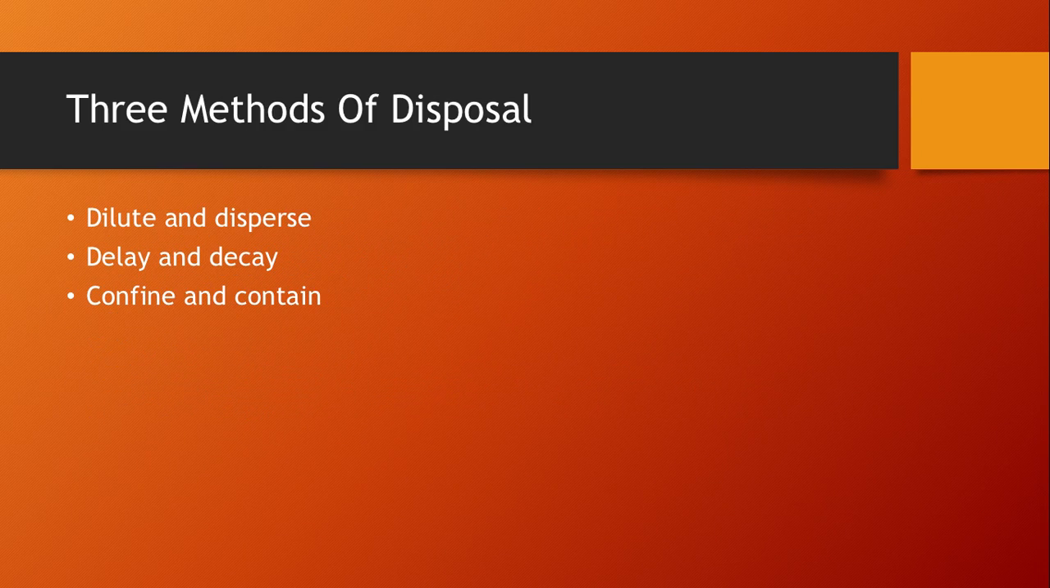So to consider that disposal, there's three possible methods that are considered: dilute and disperse, delay and decay, confine and contain. Now, depending on what type of waste it is, that'll then tell you which way you need to dispose of it.